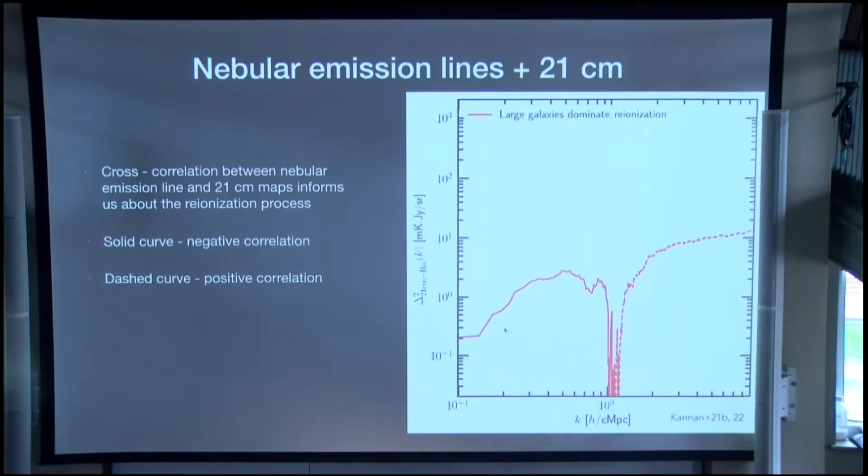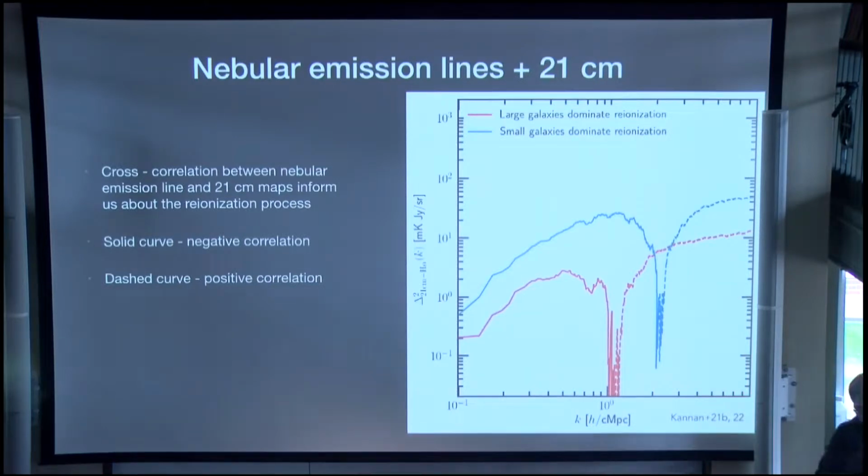This solid line is negative correlation, dashed line is positive correlation. And you can see that there is a wave number at which this transition goes from negative to positive. If you have a reionization model where only small galaxies contribute to reionization, your transition wave number shifts. And you can also do this with an alternative dark matter model, and your transition wave number shifts with your underlying dark matter model as well.